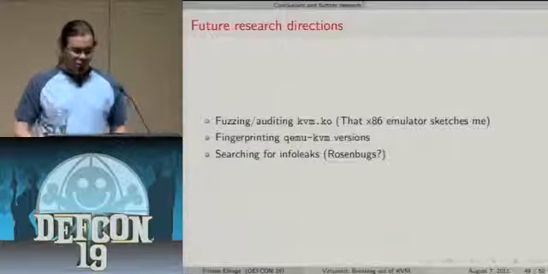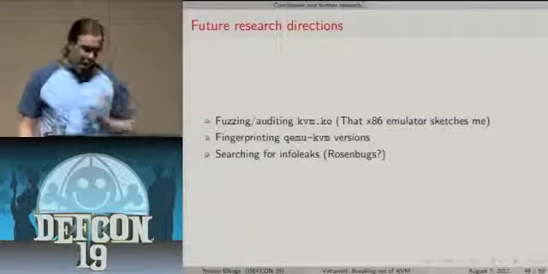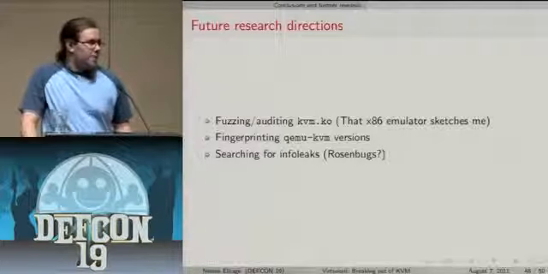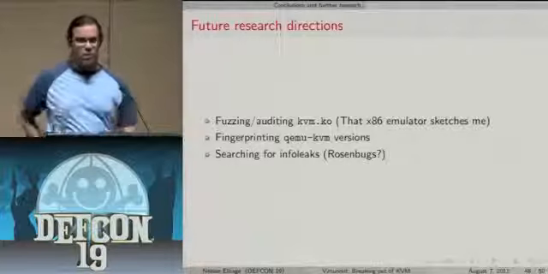Some future research directions from the offensive side. I want to go after kvm.ko. I'd like to see someone else look into it because I think that there probably are bugs there, and we should understand those bugs and we should fix them.